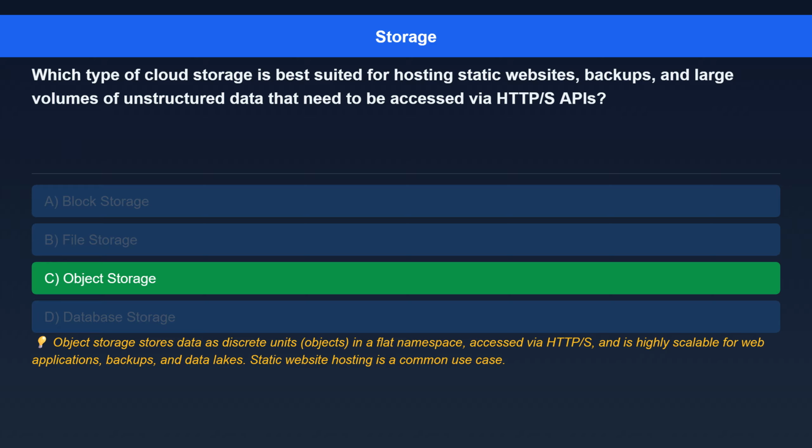The correct answer is object storage. Here's the explanation. Object storage stores data as discrete units, objects, in a flat namespace, accessed via HTTPS, and is highly scalable for web applications, backups, and data lakes. Static website hosting is a common use case.